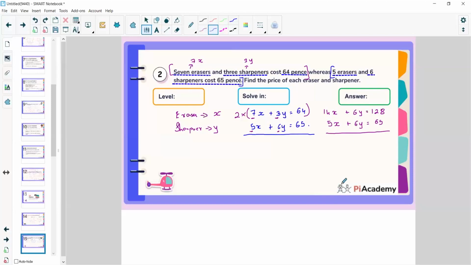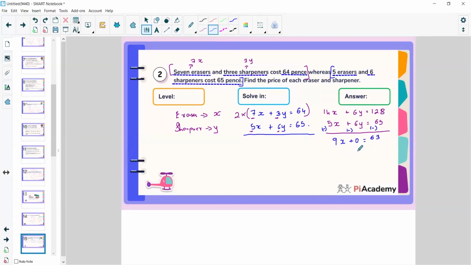Yeah, I need to eliminate one variable. What should be done? I would subtract because I have 6y here and 6y here. 6y minus 6y would be 0. Okay, so I'll subtract 14 minus 5. This is 9x plus 0. How much is 128 take away 65? It is 63. So 9x is 63.